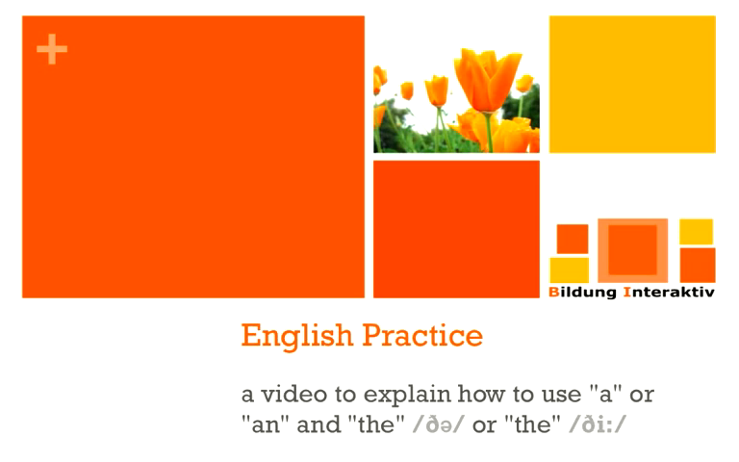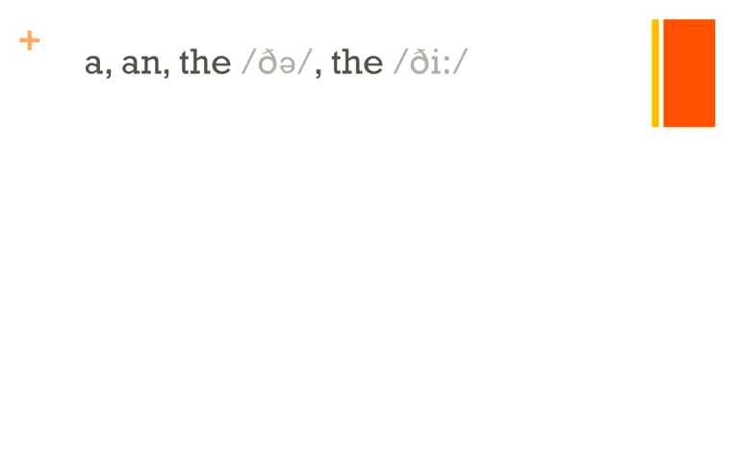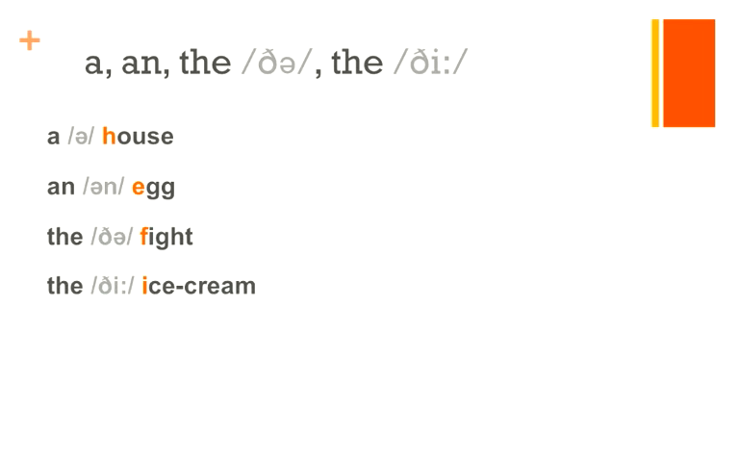The topic of this video is the question when to use a or an and when to use the or the. Now most of you will say this is easy. After all, almost everybody knows that it's a house and an egg. If I put down the pronunciation for you here also, it's the fight and it's the ice cream. And of course, it's an animal and a car.